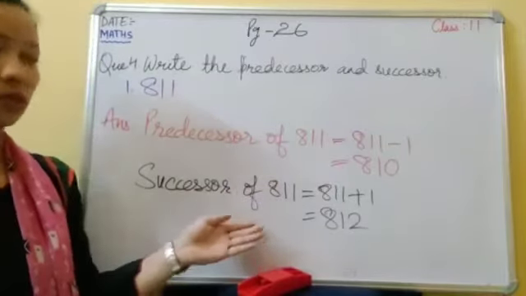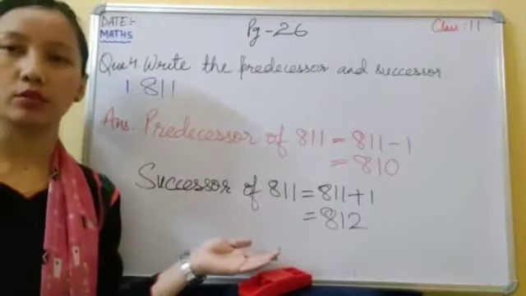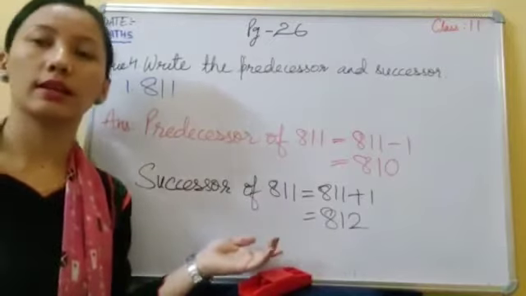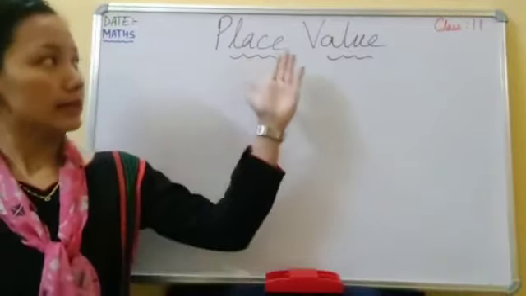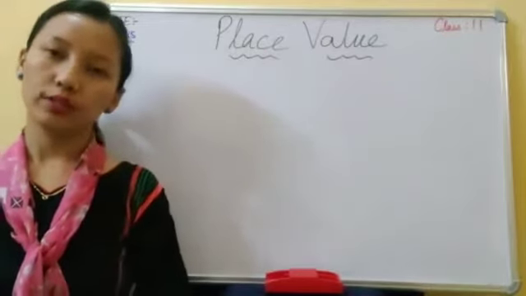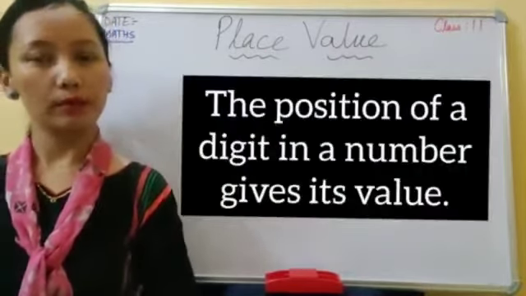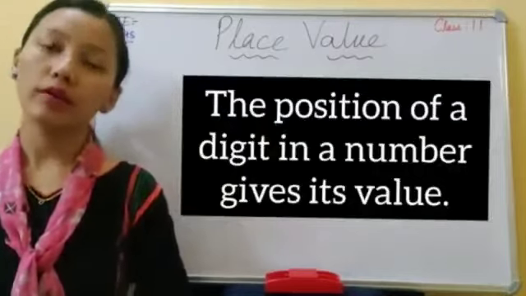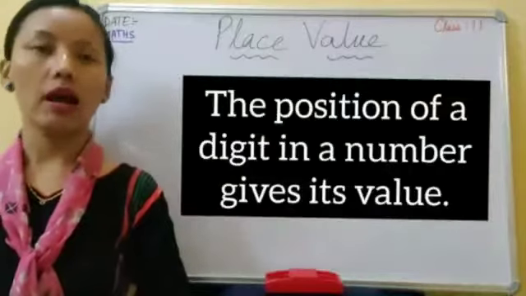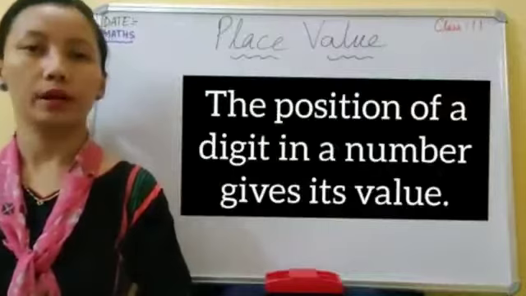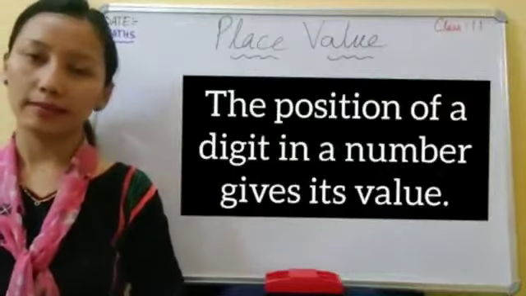So like this you will do this work in your maths notebook. Okay students? Next topic is place value. Students, what do you mean by place value? Yes, place value is the position of a digit in a number, which gives its value. Okay, now let's do some examples.